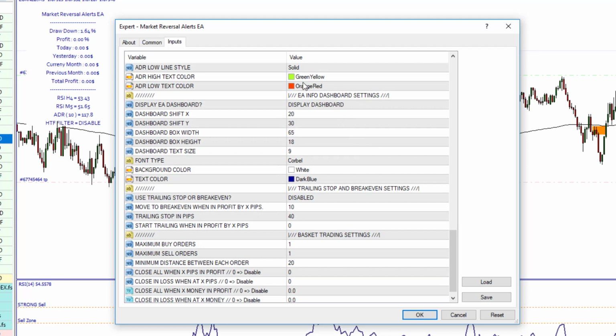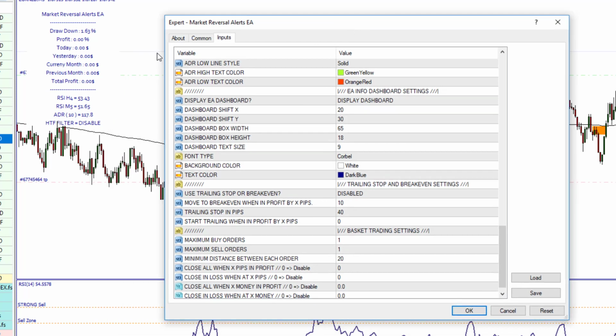There is the dashboard settings as well. So we have the EA info dashboard settings, which basically allows you to turn on and off the dashboard display. You can also adjust this to move the dashboard around. You can change the width and the height and the text and the coloring of that as well.